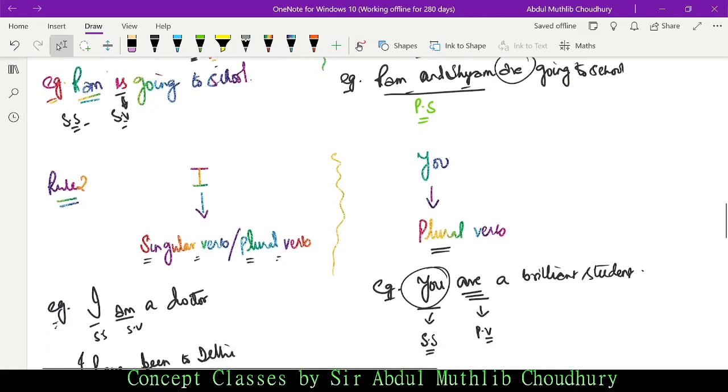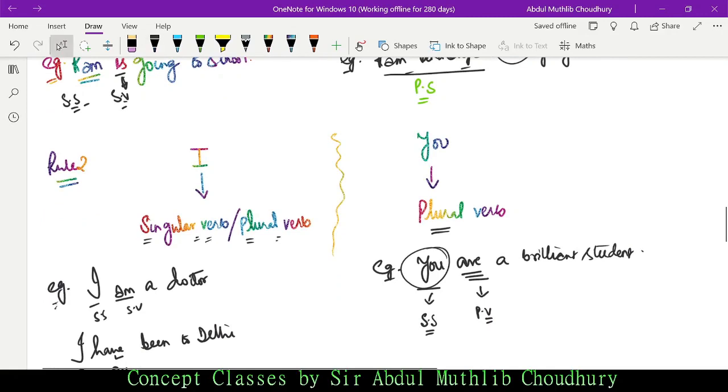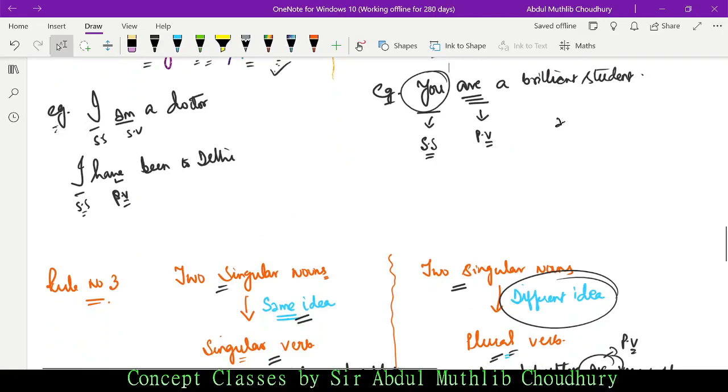Now rule number 2 talks about I, which is followed by singular verb as well as plural verb, and this needs no explanation, I suppose. And you is followed by plural verb only, because you cannot be followed by am, is. This has to be followed by plural verb, because are is a plural verb. In case of any doubt with respect to verb, kindly watch the previous video on verb. There is one on the basics, ABCD of grammar, and the other is verb and tenses. You can find it in my playlist.